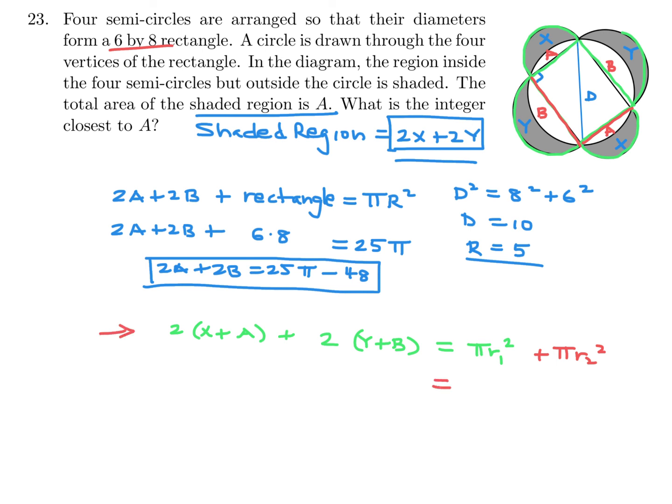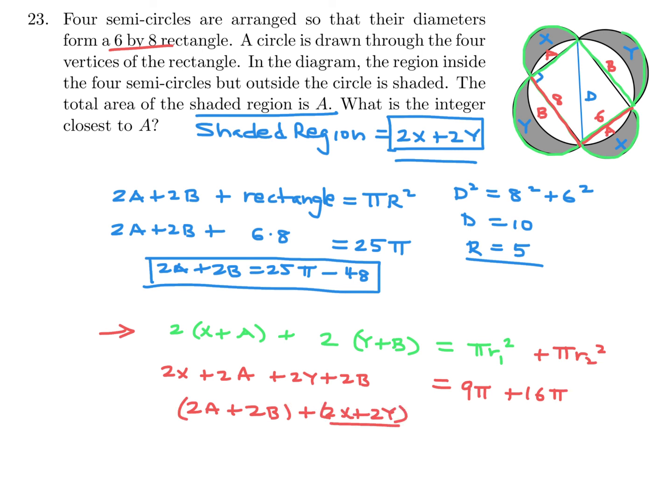Now r1, since that side was 6, r1 would be 3, so that's going to be 9 pi. And then r2, since that side was 8, r2 would be 4, so if you square it, it would be 16. So that's pretty good. We got 9 pi plus 16 pi. And then this one, I'm going to have to expand it: 2x, 2a, 2y, 2b. Then I'm going to combine the a's and the b's, the 2a and the 2b. And the 2x and 2y I'll combine, because this is what I'm trying to get, and that's 25 pi.